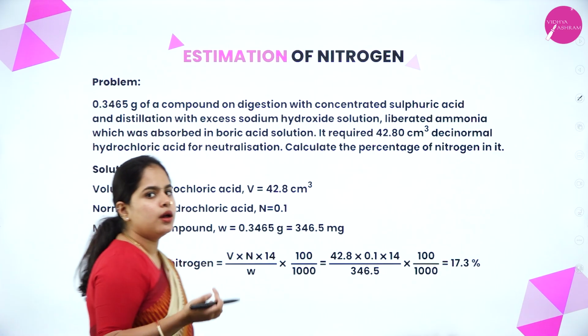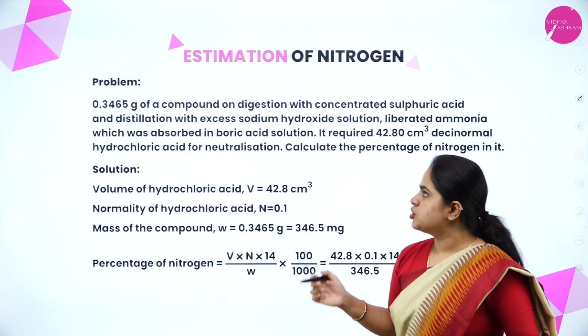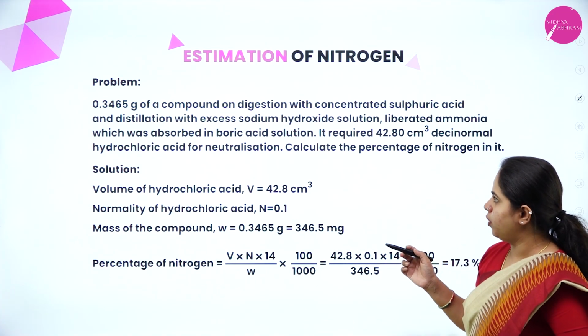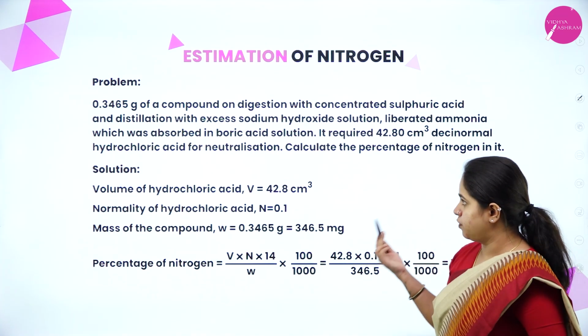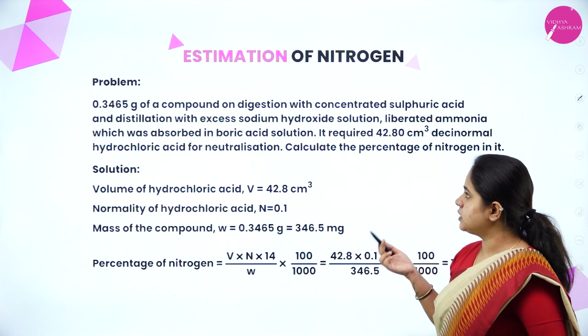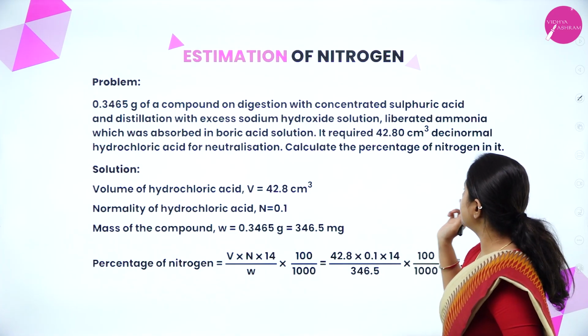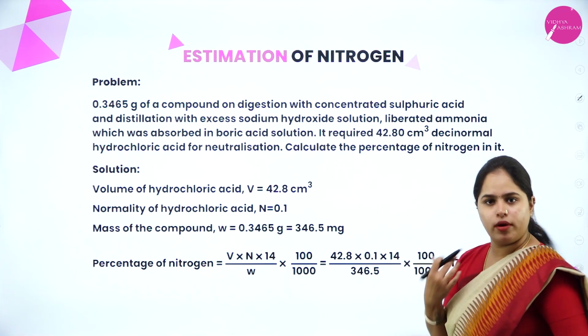Now let's do a problem based on this as well. 0.3465 gram of a compound on digestion with concentrated sulfuric acid and distillation with excess sodium hydroxide liberated ammonia which was absorbed in boric acid solution.